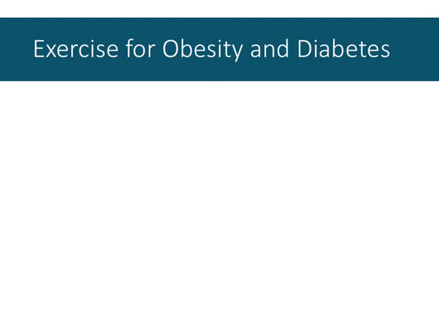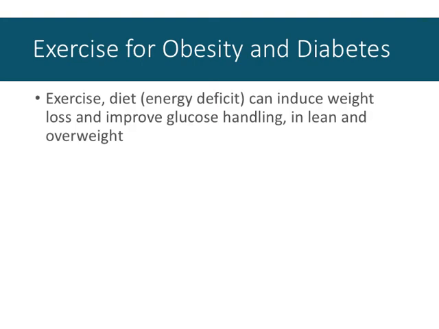So if we consider exercise in the context of obesity and diabetes, both exercise and diet can induce weight loss as long as there's some deficit created. Weight loss occurs, glucose handling is improved. This happens in lean individuals and overweight individuals. It's a universal truth. If we create a deficit, that these factors will be improved.